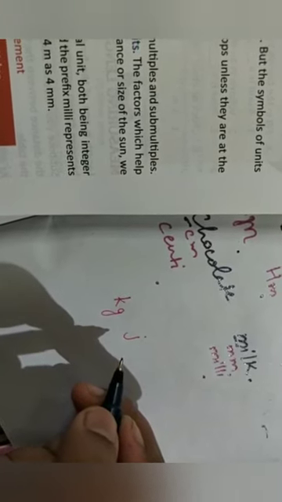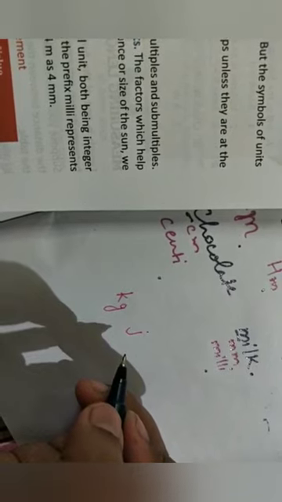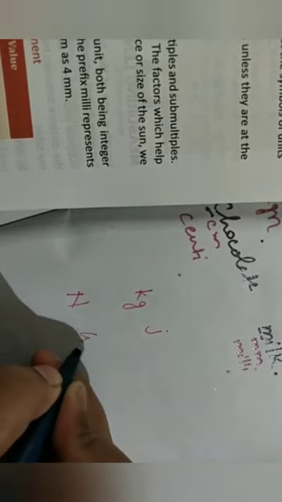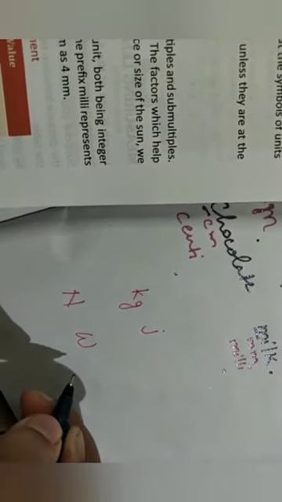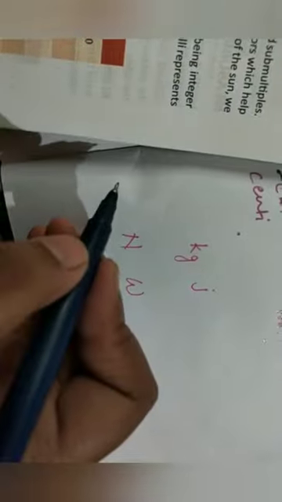But the symbols of units named after a scientist, like Newton and Watt, are always written in capital letters. The symbols of derived units, when they are formed by multiplication, are joined with a space or a center dot, like Newton second. Capital N, small s, and a dot, like this you will write.